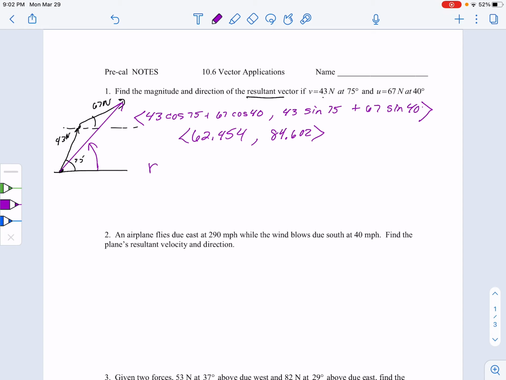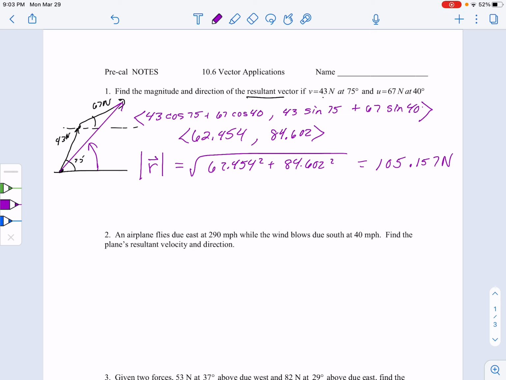To find the magnitude, remember, we use absolute value signs to represent magnitude. It's the square root of 62.454 squared plus 84.602 squared. So you put it in your calculator. Then you take the square root. And I got 105.157 newtons. Don't forget your units.